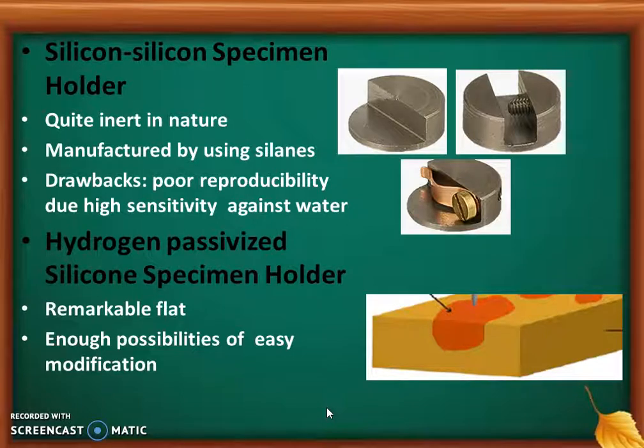Third is the silicone specimen holder. The silicone is also quite inert in nature. These holders are manufactured by using silanes. The major drawback is its poor reproducibility due to high sensitivity to water. Fourth is the hydrogen passivized silicone specimen holder. These sample holders are remarkably flat, and there is enough possibility of easy modification also. So this is the recent class which has been added among the sample holders of AFM.